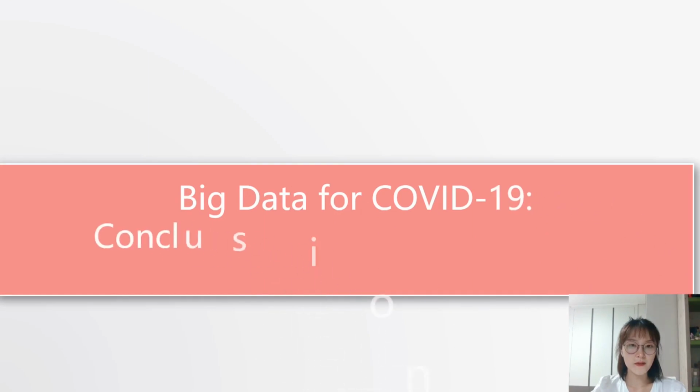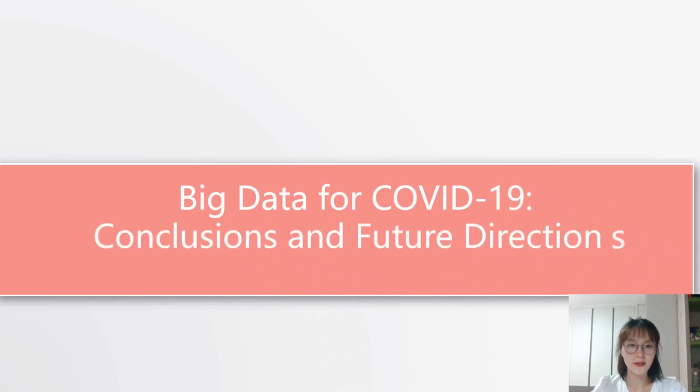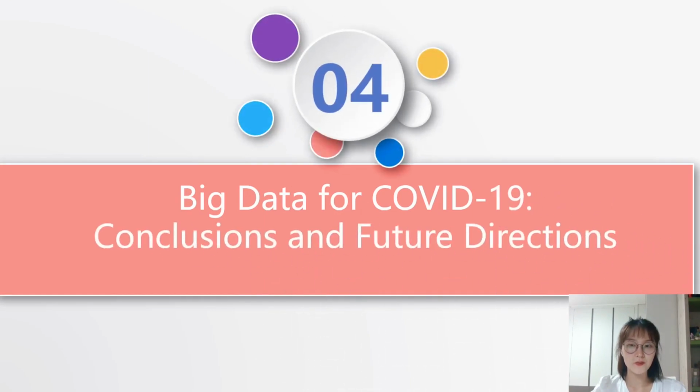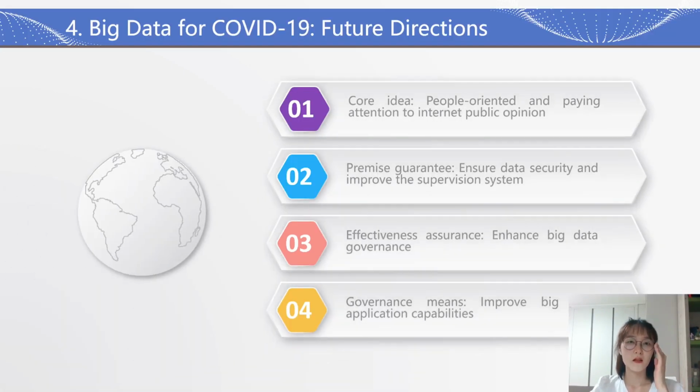The last part is big data for COVID-19, conclusions and future directions. The first one, crisis and emergency management is a process of respecting and embodying human dignity.